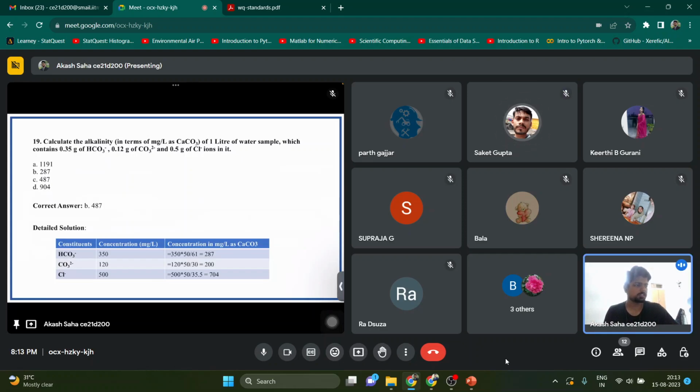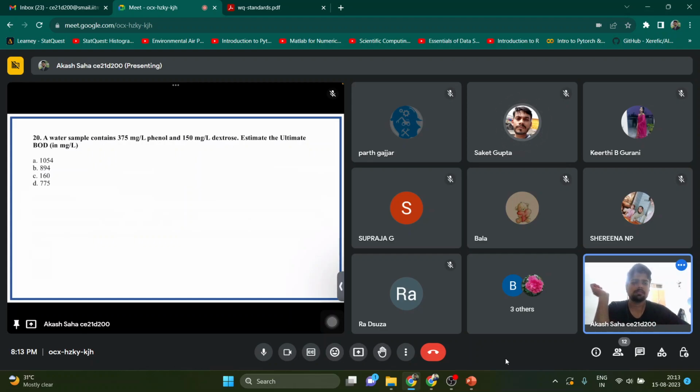Okay. So the last question is again a very simple question. A water sample contains 375 milligram per liter of phenol and 150 milligram per liter of dextrose. What is the ultimate BOD? So we have phenol and dextrose in the system. So can someone tell me what is the formula for phenol?